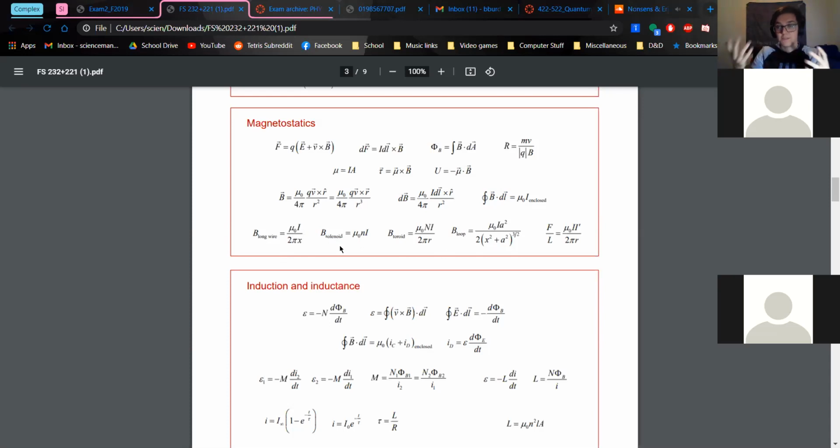It's a coil of wire. That's what a solenoid is. And a toroid is just that, wrapped around on itself. So it's a donut shape.